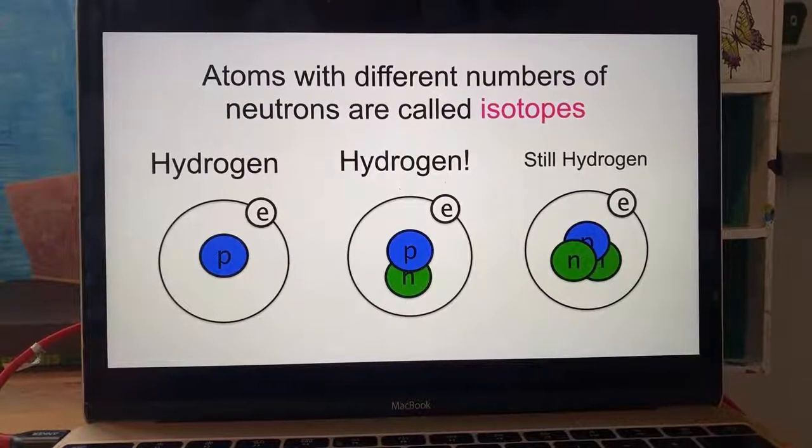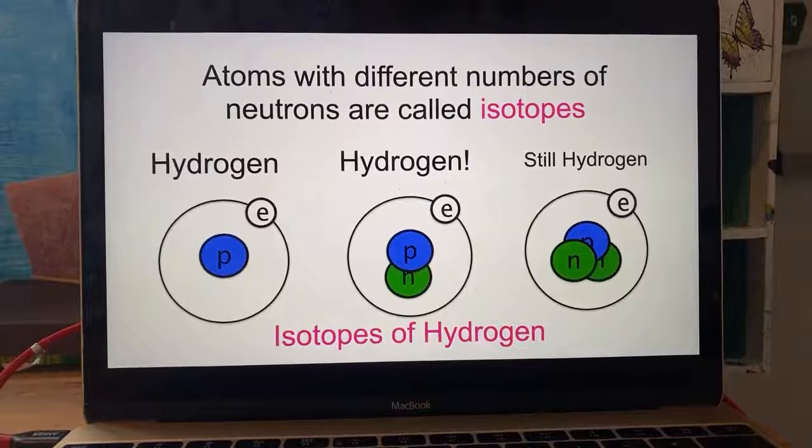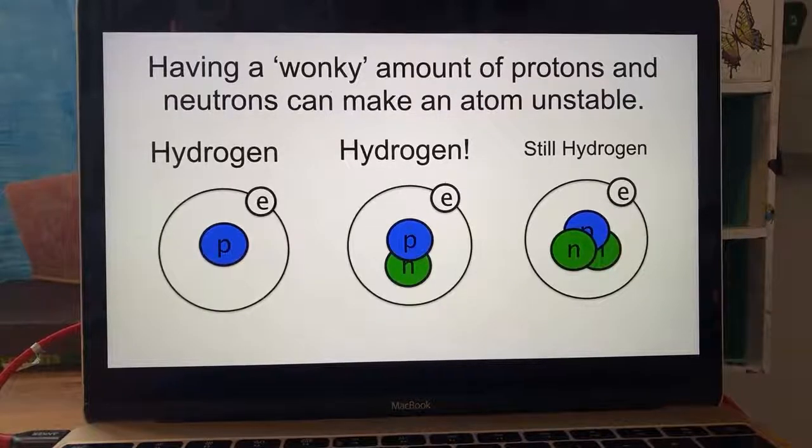And we looked at last week how atoms with different numbers of neutrons are called isotopes. So here we've got 3 isotopes of hydrogen. One's got 1 proton and no neutrons, one's got a neutron added, and one's got 2 neutrons added. They're all hydrogen atoms because they've all got 1 proton each, all right? They're just isotopes of hydrogen.